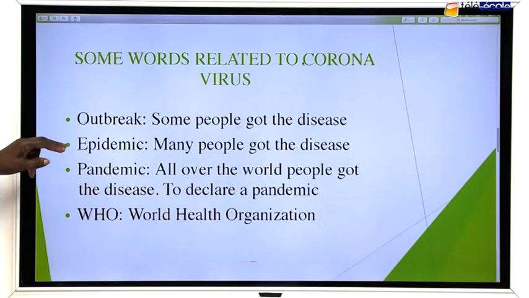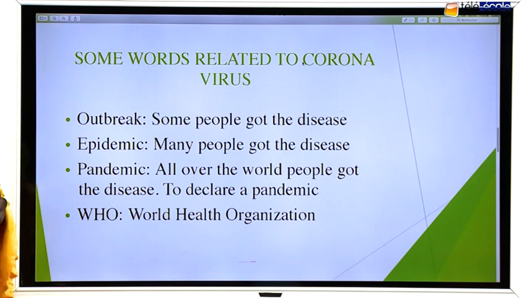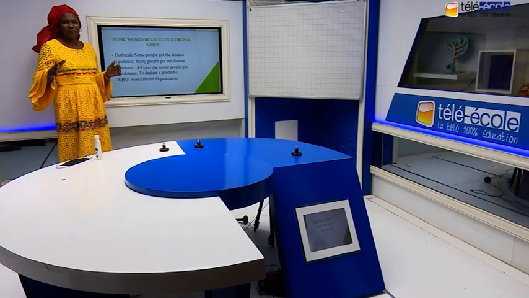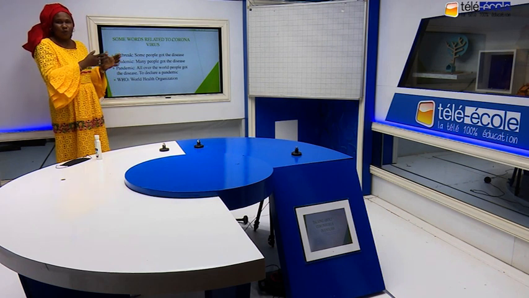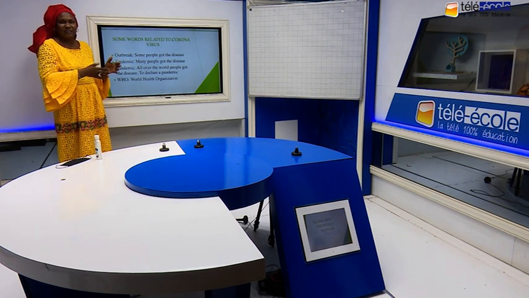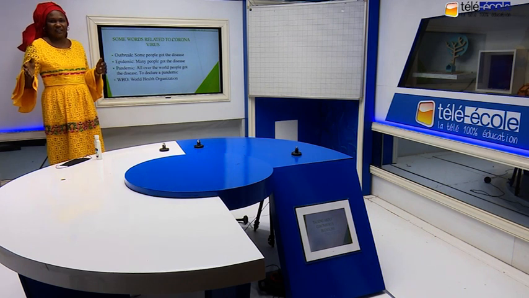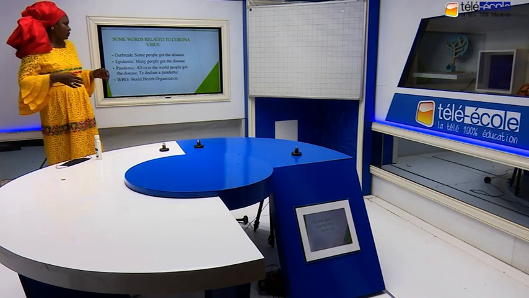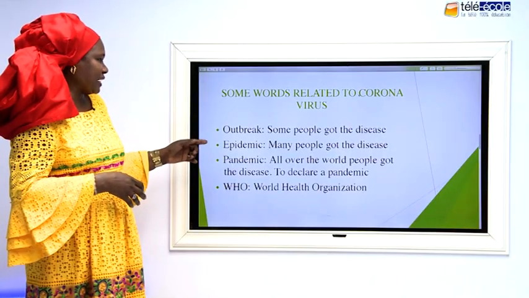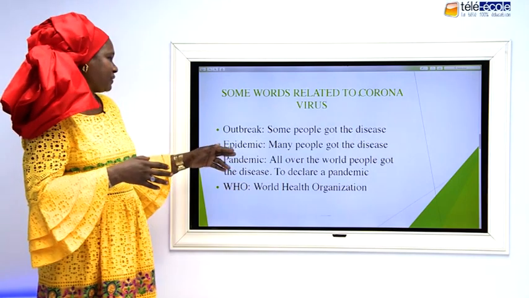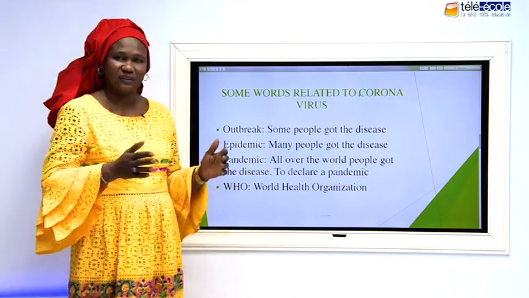Now we have an epidemic. An epidemic means that the illness is spreading. For example, it began in Wuhan, and after it spread to other towns in China. So coronavirus became an epidemic. It means that many people got the disease.